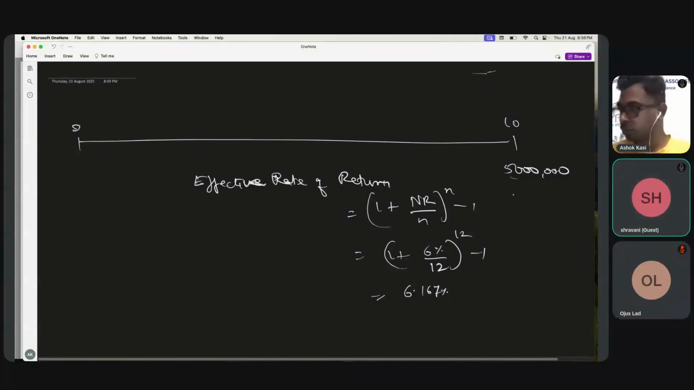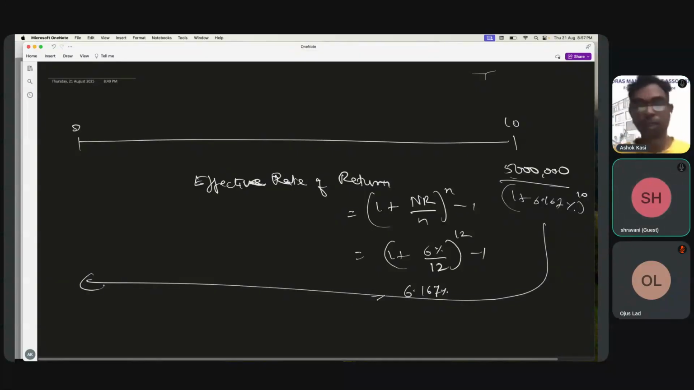That's it. So you discount it, 6.167 percent raised to 10. Calculate now. Yeah, it's matching. 2,748,365.